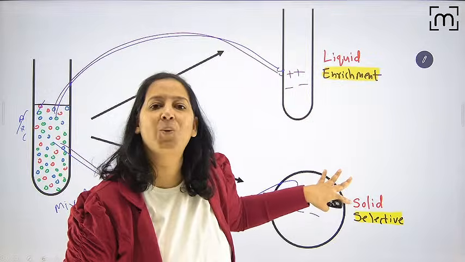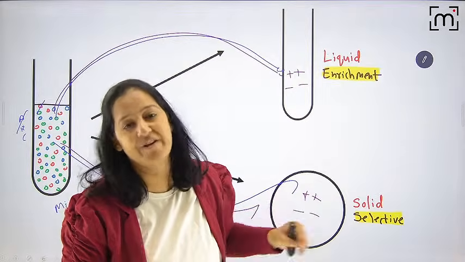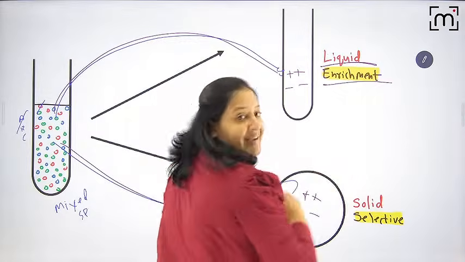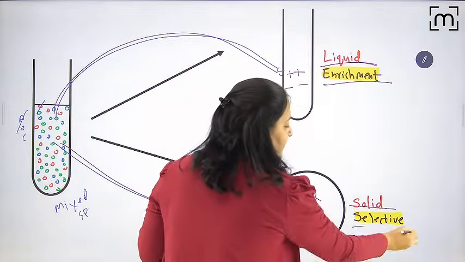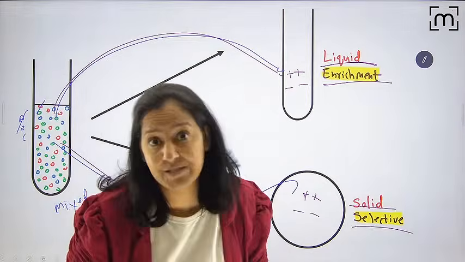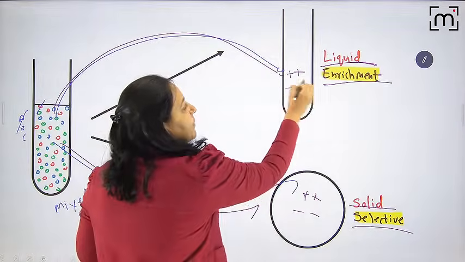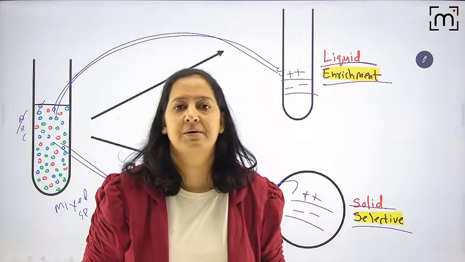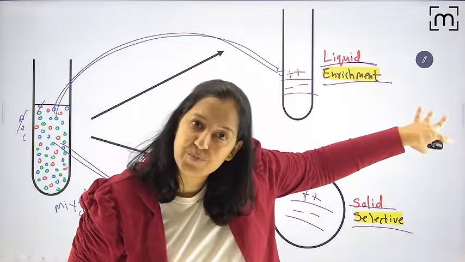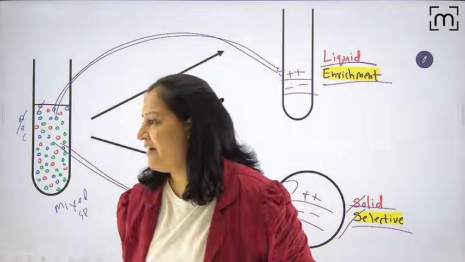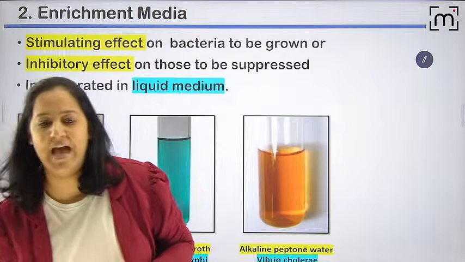So this is known as selective or enrichment media. If it is a liquid media, it is known as enrichment. And if it is a solid media, it is known as selective. So enrichment and selective are the same. Only their physical state is different. Both of them contain stimulatory and inhibitory substance, but the liquid is known as enrichment and the solid is known as selective. As for S, you can learn: selective is solid. Everyone got it? Yes, absolutely right.